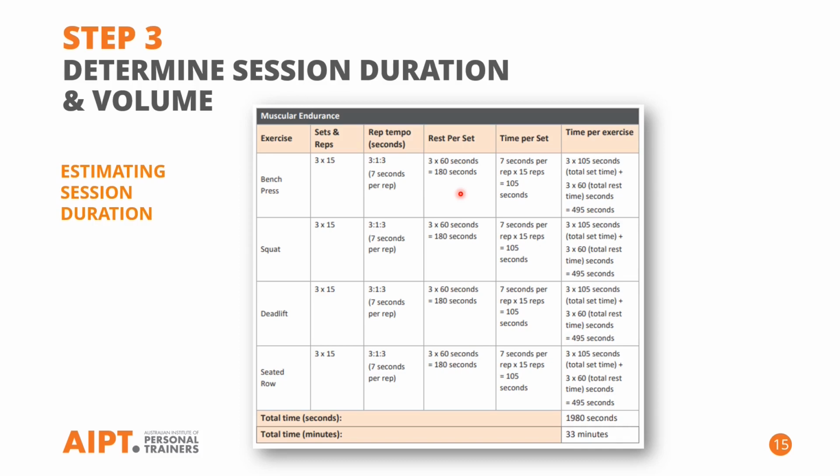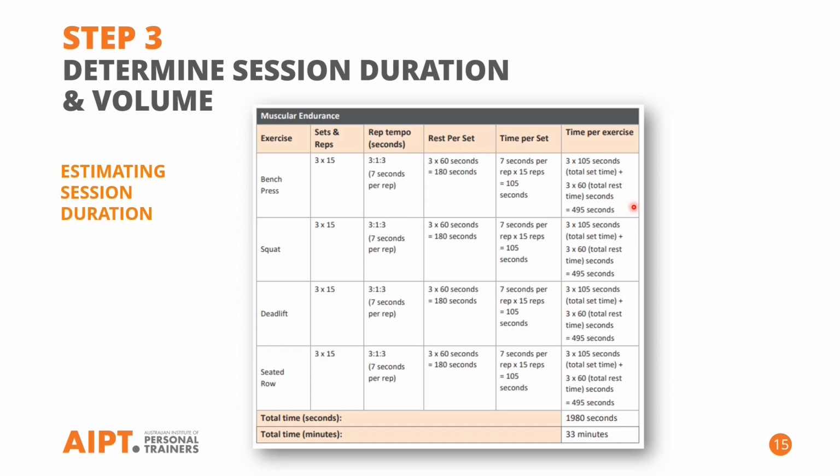So the amount of time it takes to do the exercise, and we add that to the amount of rest we spend during the exercise. And those two numbers here, so 3 multiplied by 105 seconds, which is the total set time and rest time, or 3 by 60 seconds, we have a total of almost 500 seconds just to do that one exercise.